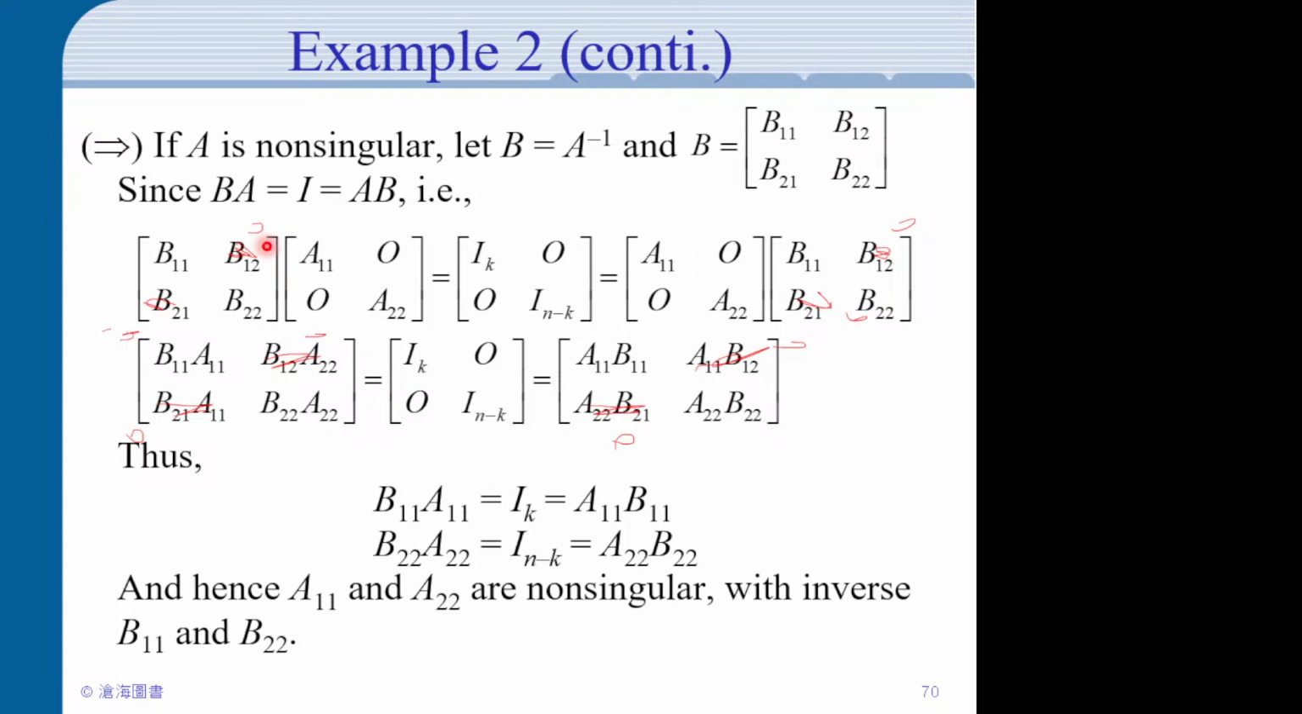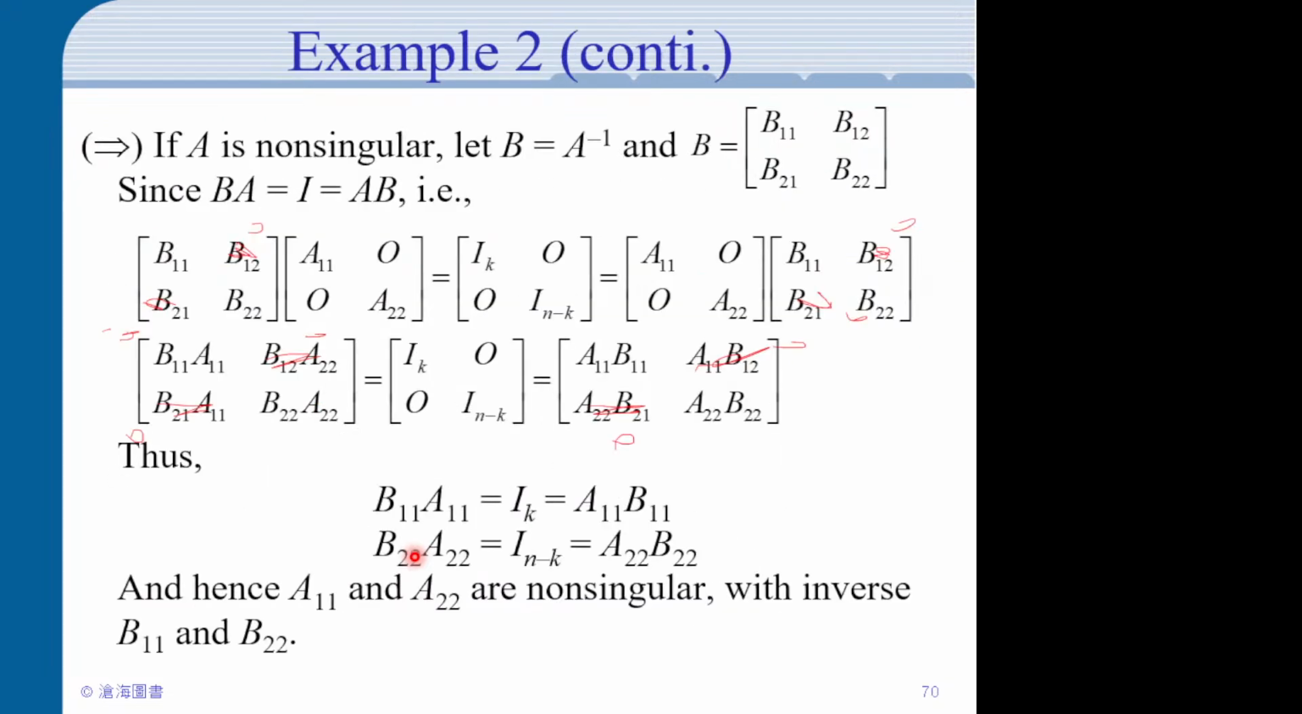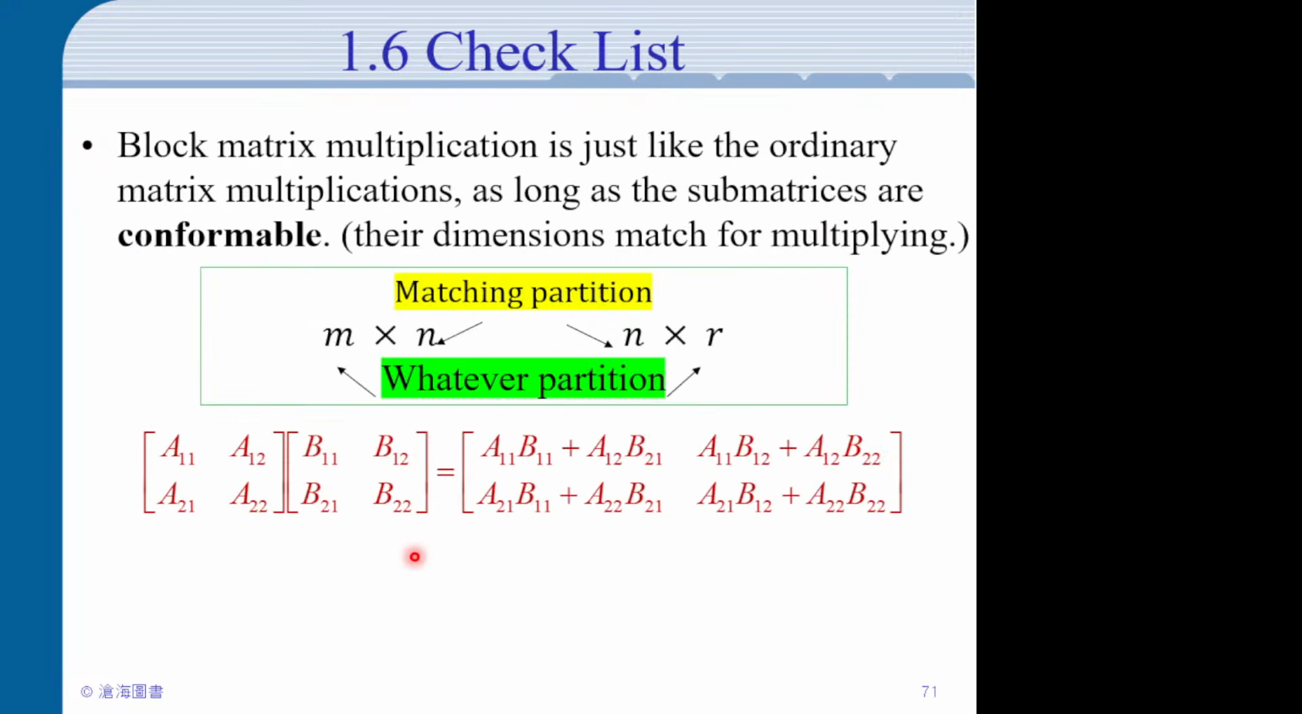The important ones are B11 and B22. We see that B11 times A11 equals the identity, and B22 times A22 also needs to be the identity, so B11 and B22 must be the inverses of A11 and A22. So both of them have inverses, and as we said, both of them are non-singular. So that's the block diagonal matrix. Any questions? I think that's it.